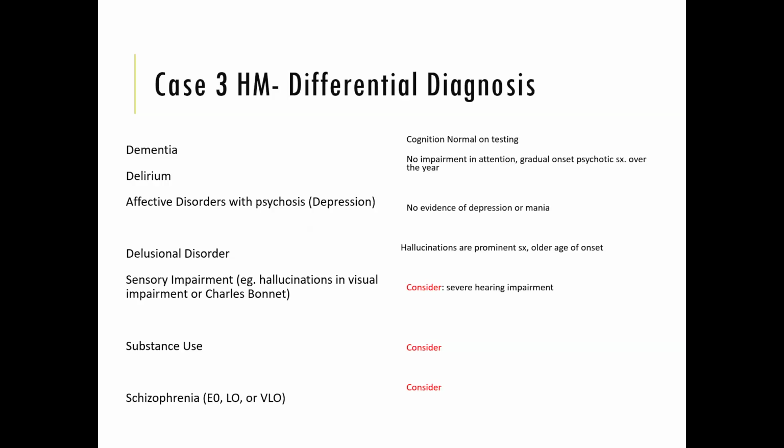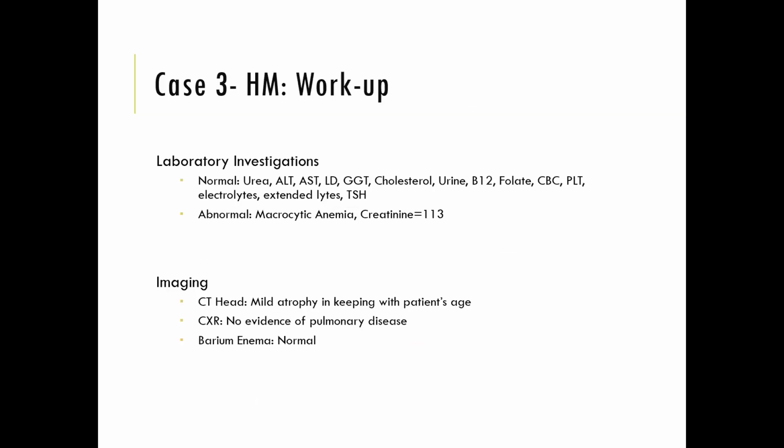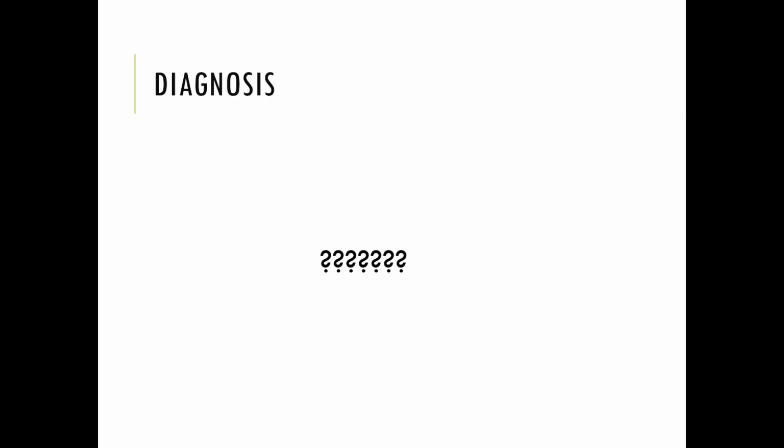The parentheses here is EOS, LOS, or VLOS: early onset schizophrenia, late onset schizophrenia, or very late onset schizophrenia. Sometimes people add "like psychosis." Labs were fairly good, but he had anemia, not surprisingly, and his creatinine was elevated. Imaging did not help. What's the diagnosis?